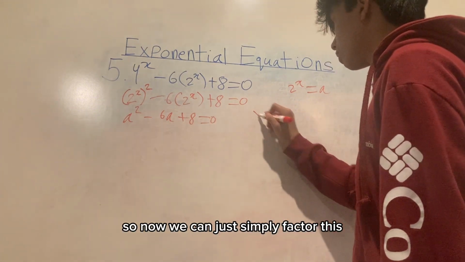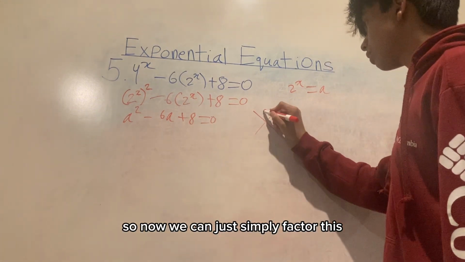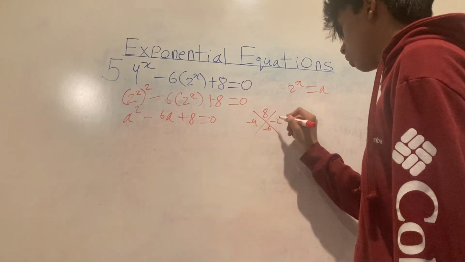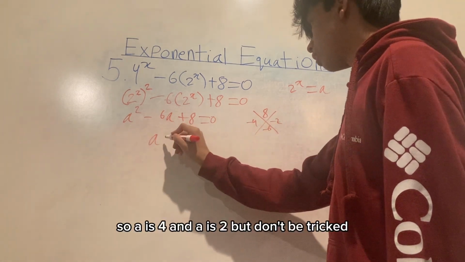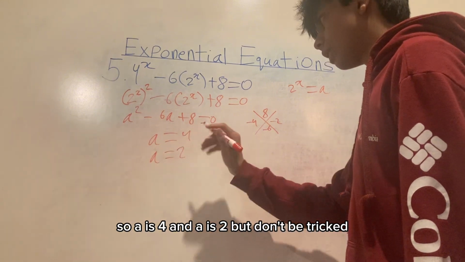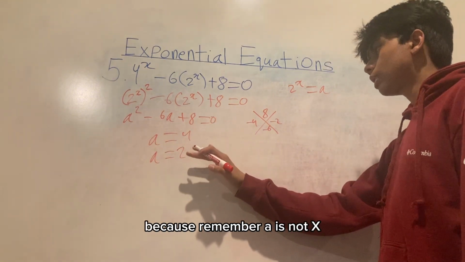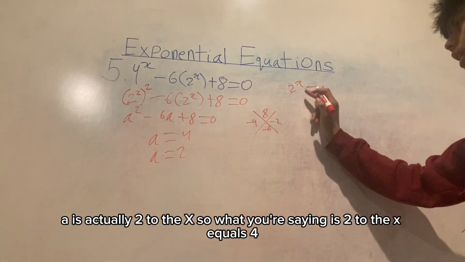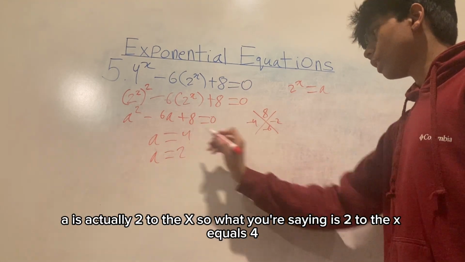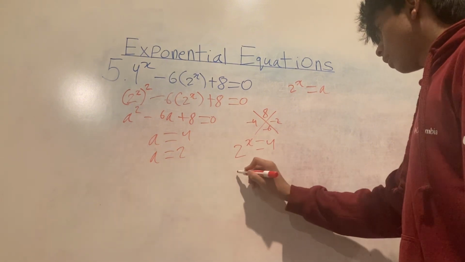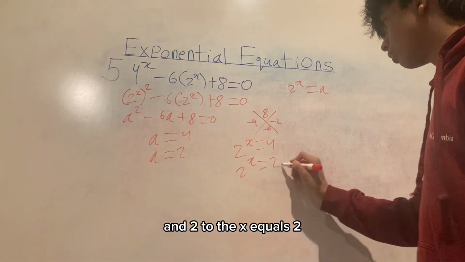So now we can just simply factor this. So a is 4 and a is 2. But don't be tricked. That's not your final answer. Because remember, a is not x. A is actually 2 to the x. So what you're saying is 2 to the x equals 4 and 2 to the x equals 2.